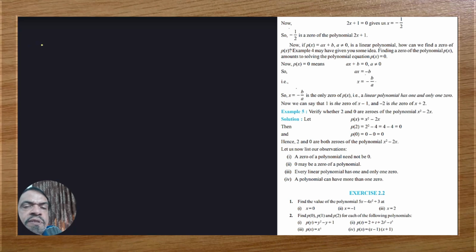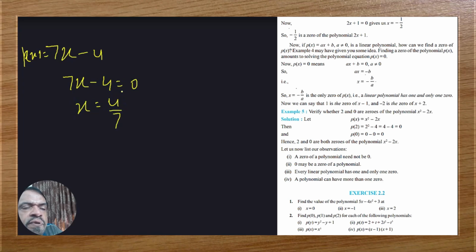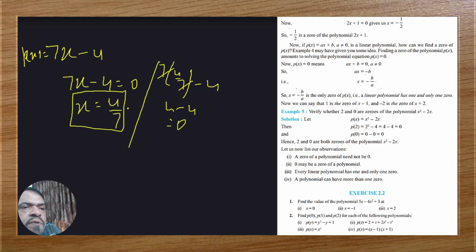Now see, the 0 of a polynomial, how can we find it directly? Suppose the question is 7x minus 4. What is the 0 of the polynomial? For this one, we will put the whole polynomial equal to 0 and we will find out x is equal to 4 upon 7. So this is the 0 of the polynomial. You can check and verify here: 7 into 4 by 7 minus 4 becomes 4 minus 4, 0. So 4 by 7 is a 0 of this polynomial.